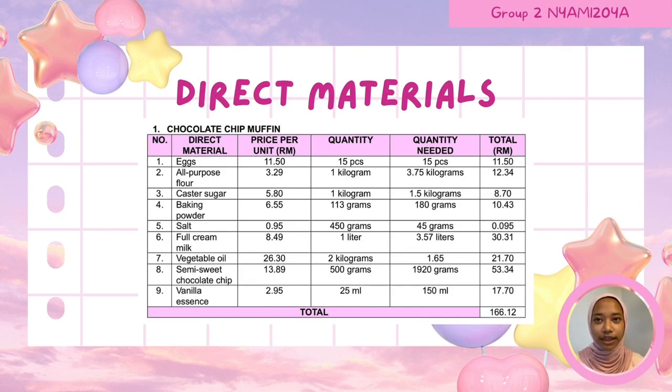Thank you, Fasha. Let us now look at the financial data for our first product batch, which is the chocolate chip muffins, yielding 180 units per week. Our direct materials accumulate to a total of 166 ringgit 12 cents per week. This includes essential baking ingredients such as 15 eggs, 3.75 kilograms of all-purpose flour, full cream milk, vegetable oil, and 500 grams of semi-sweet chocolate chips.